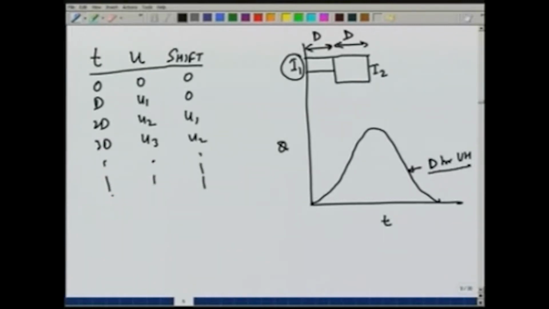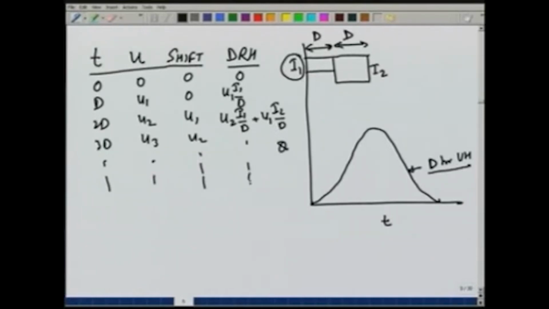and then the DRH would be the first UH ordinate multiplied by I1 over d plus the second UH ordinate multiplied by I2 over d. So, 0, U1 I1 over d, U2 I1 over d plus U1 I2 over d, and so on.